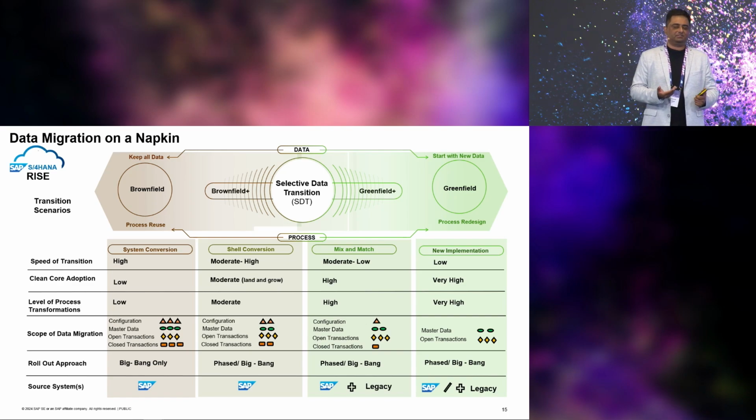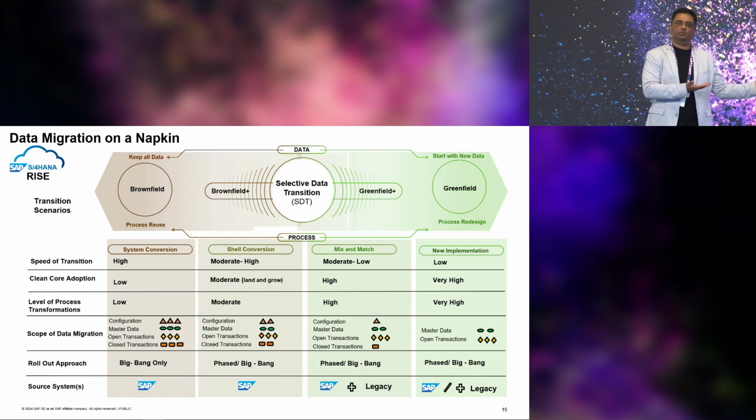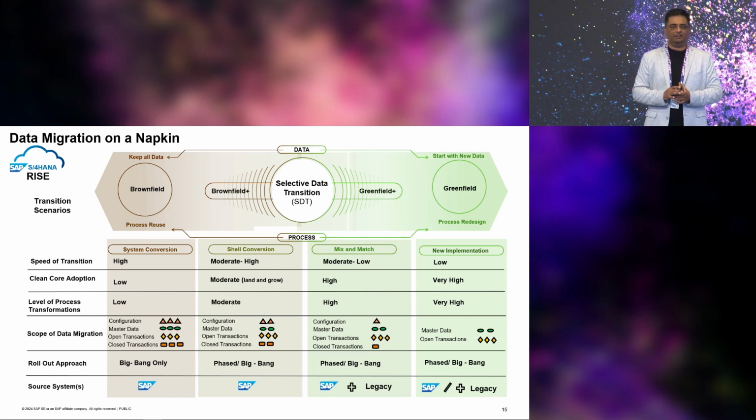But there could be processes they would like to change, like finance processes, really redesigning their finance enterprise structures, like controlling area, chart of accounts, company codes. So there is a possibility that you could keep some of your logistics processes and redesign some of your other processes. This is what is possible with selective data transition.